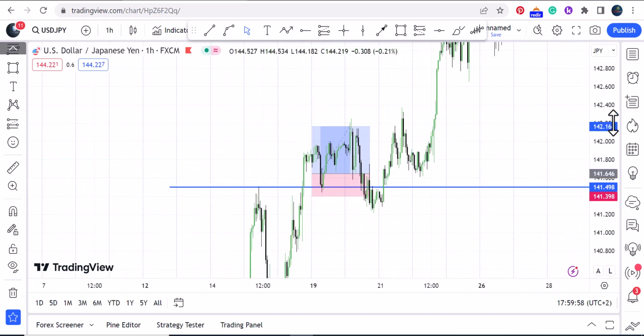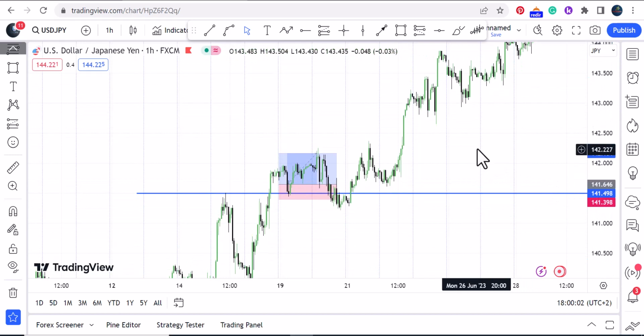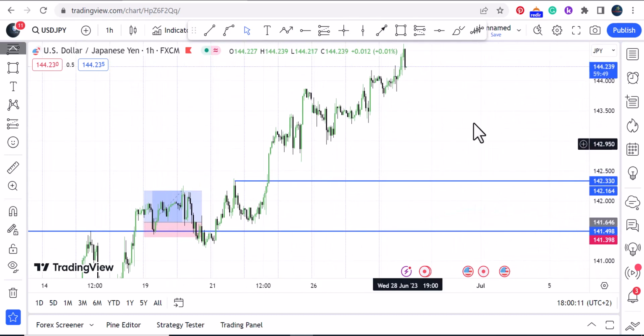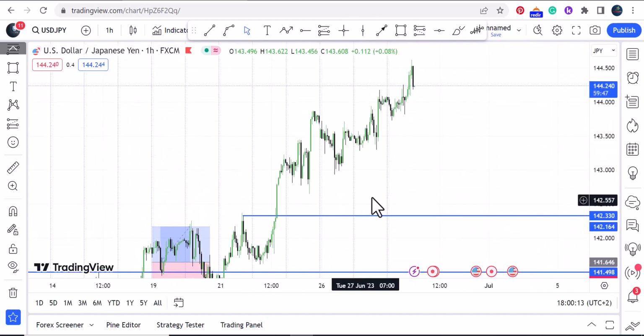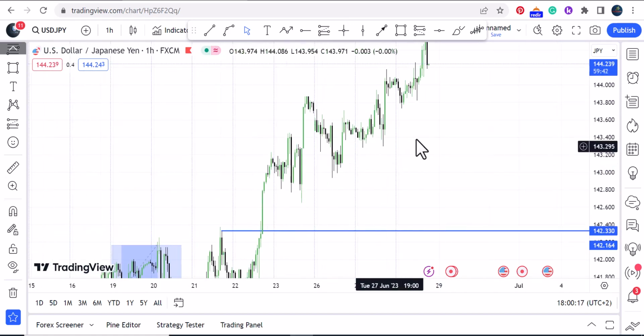So I can guarantee you, if you are looking at 3 or 4 pairs, you are not going to run out of trades per week. You are going to get at least 3 trades, and those ones are enough to make you a profitable trader, right?